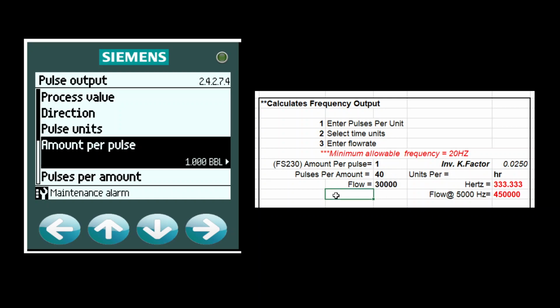And for simplicity's sake, if I'm going to use this one, I like to keep this one at 1, and work accordingly. That's it.